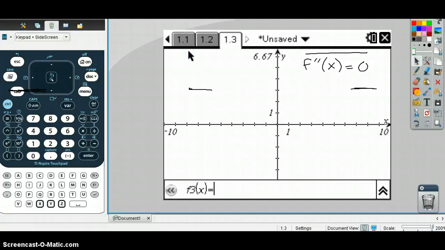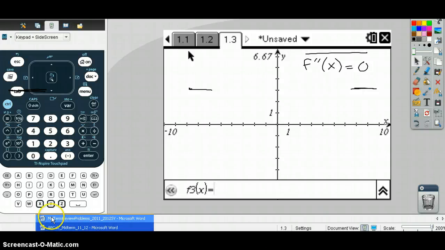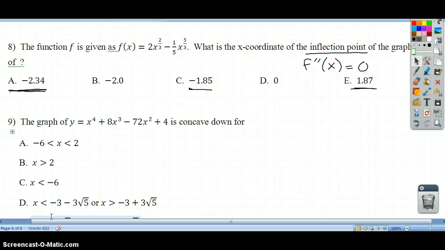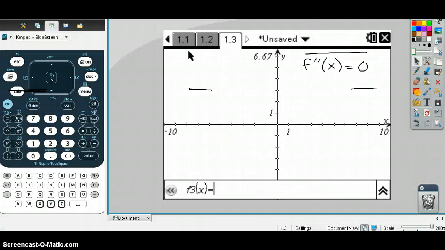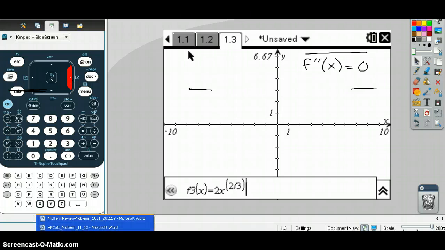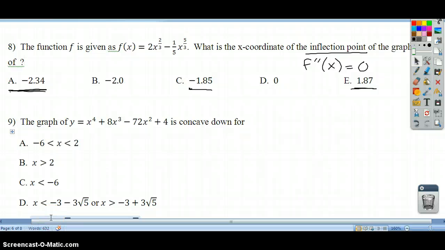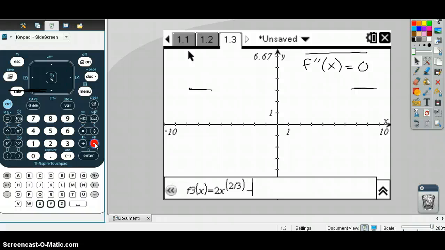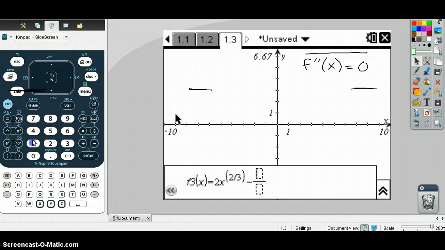All right, so F3, 2x to the 2/3, minus 1/5 x to the 5/3. Okay, a lot.